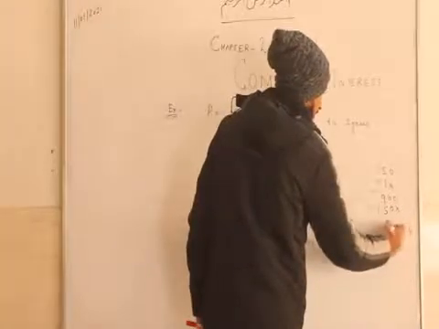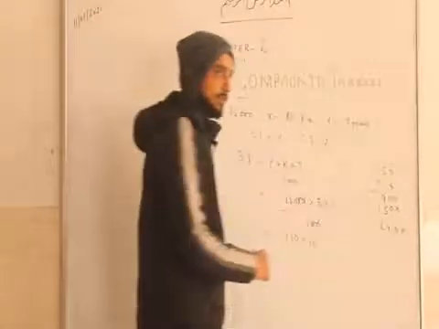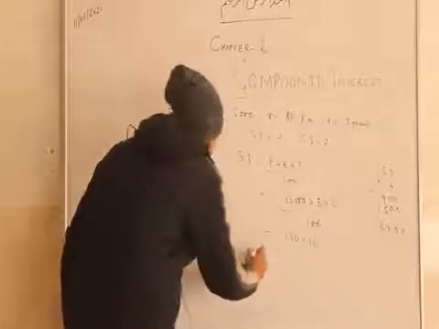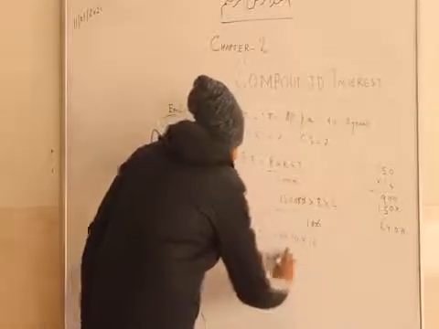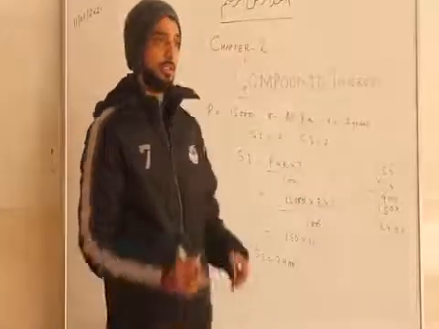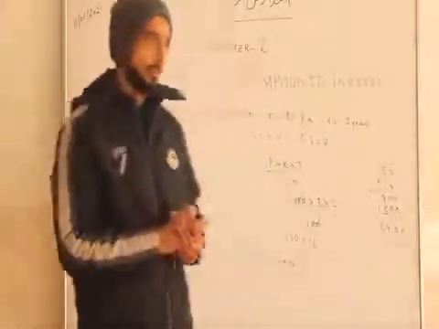Okay, so it will be 2400. That is the simple interest for 2 years. Now, how will we calculate the compound interest, and what is the meaning of compound interest?